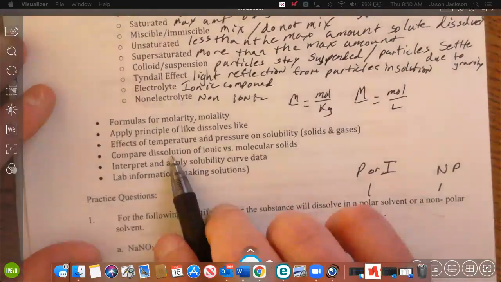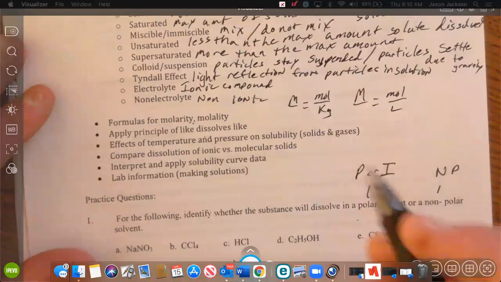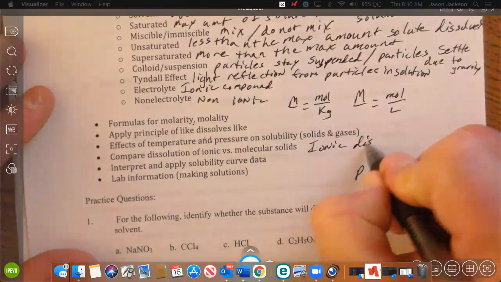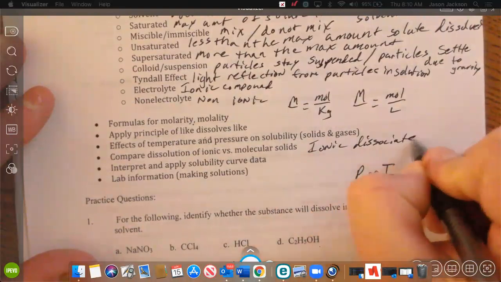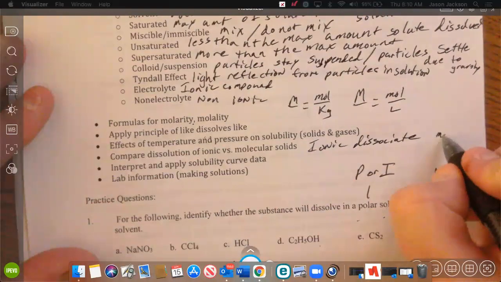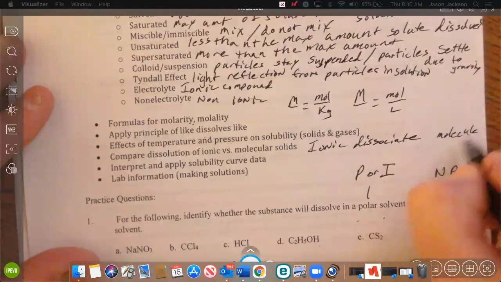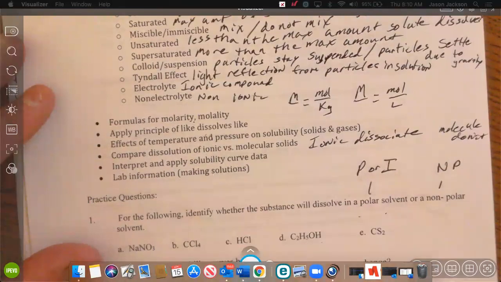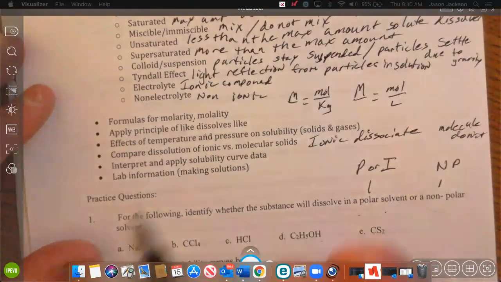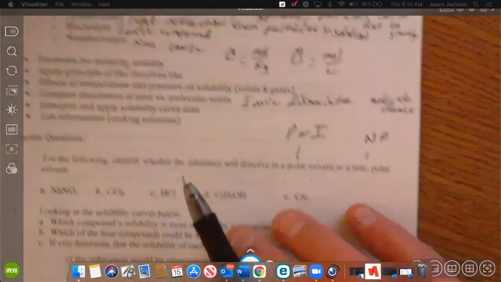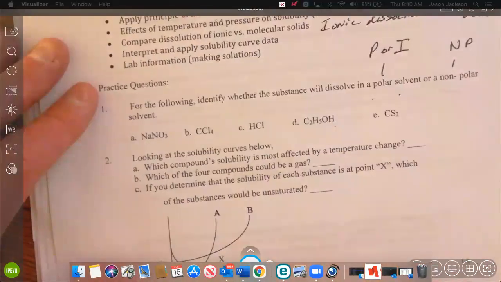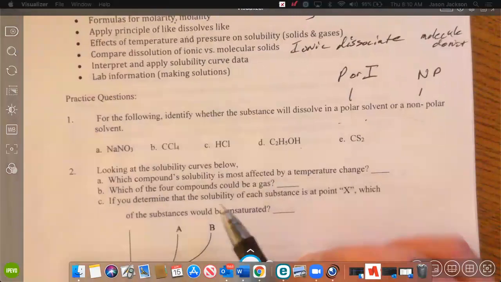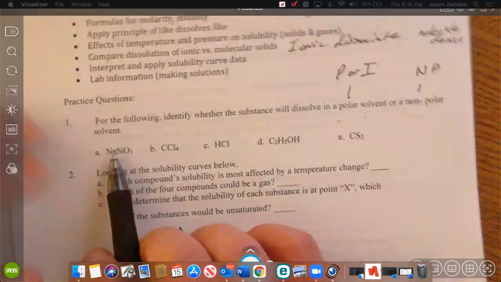Compare dissolution of ionic versus molecular solids. We say ionic dissociate. Molecular do not. Solubility data graph, we have that below, and then lab information when we found out the molarity of that solution by vaporizing off the water. So let's take a look down here.